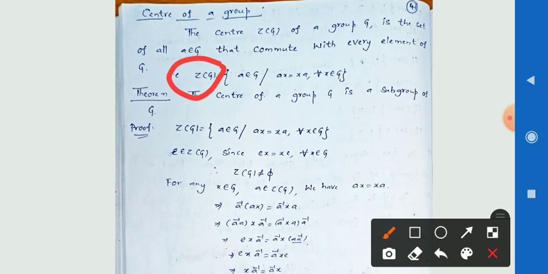If any element must belong to Z(G), the condition must be AX is equal to XA. The condition must be satisfied. The condition is AX is equal to XA. This is a commutative condition. If the element A must belong to Z(G), the condition AX is equal to XA must be satisfied. This condition is called the commutative property.